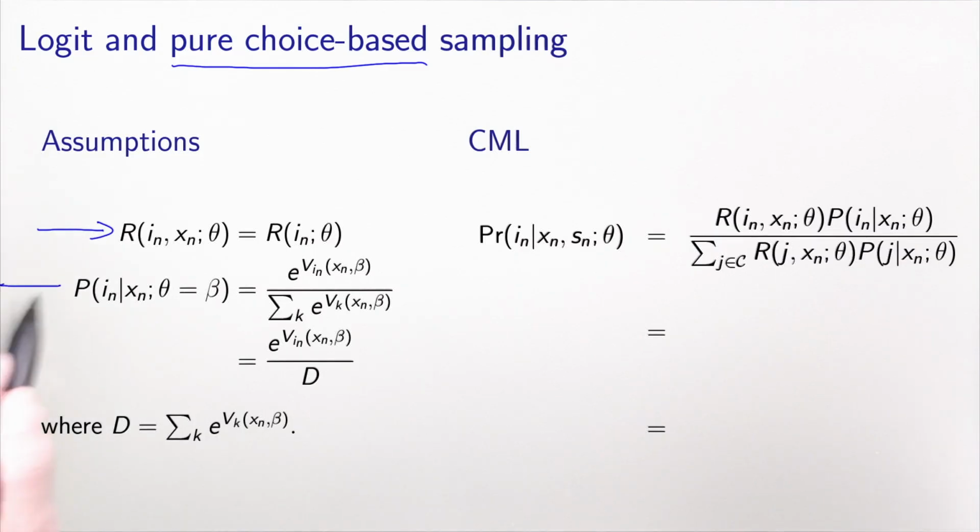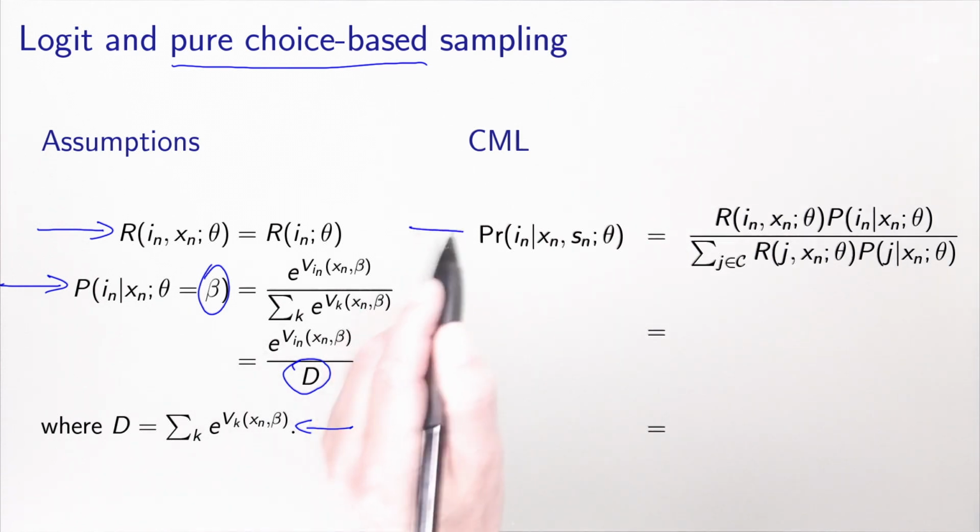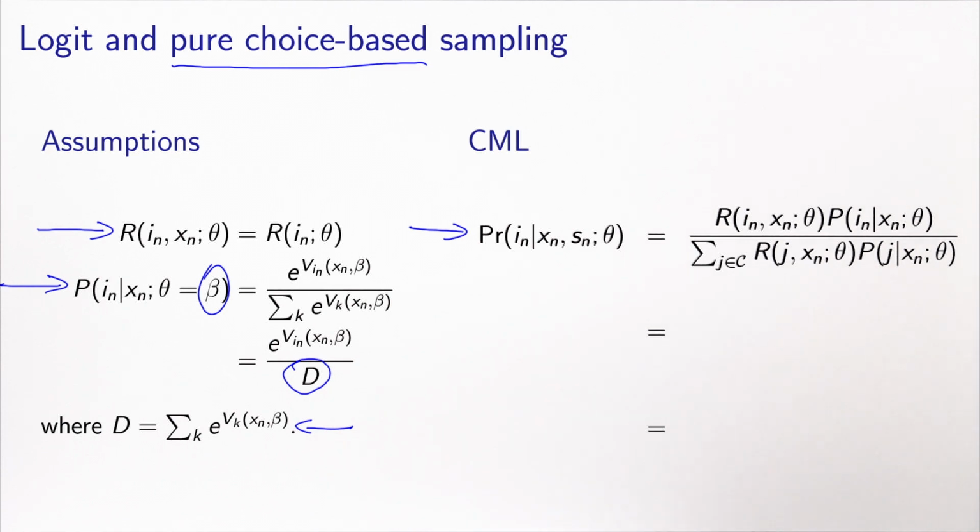I'm assuming that the choice model is logit, so in this case, the usual notation for the parameters is beta, beta being the coefficients of the utility function. And to also simplify the notations, the denominator will be denoted capital D. So this is simply the denominator of the logit model. Now I'm looking at the formulation of the conditional maximum likelihood. This is the formulation that we have derived in the previous slide. Let's write this formulation.